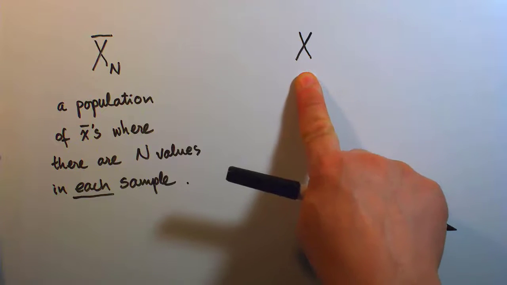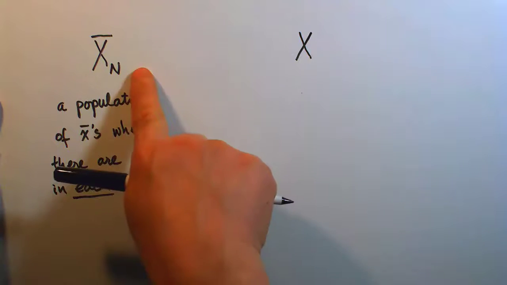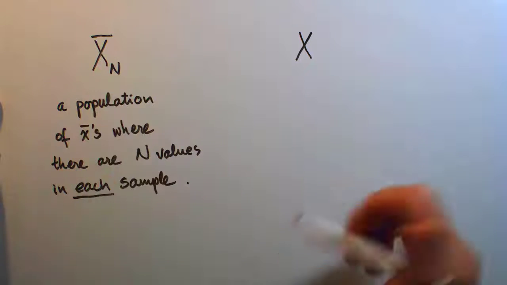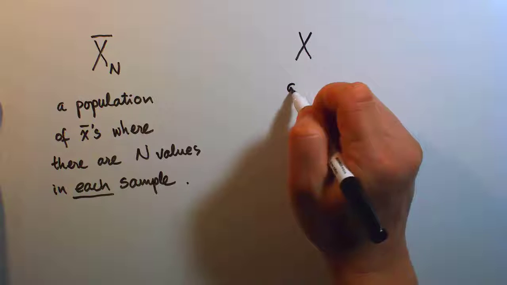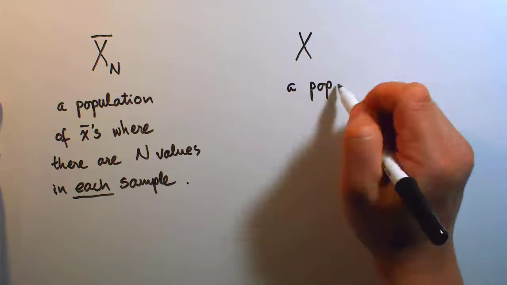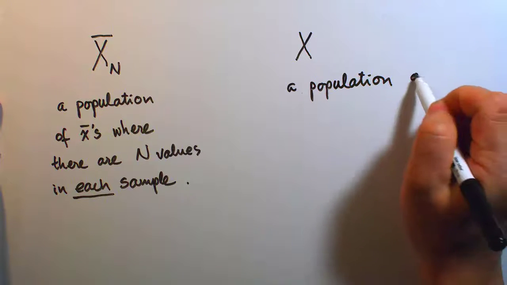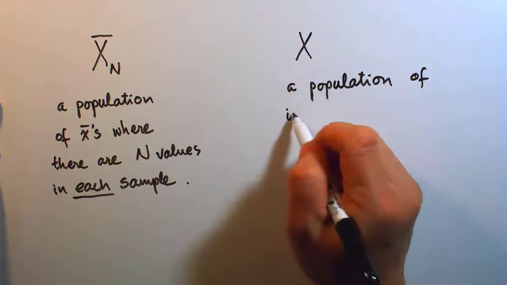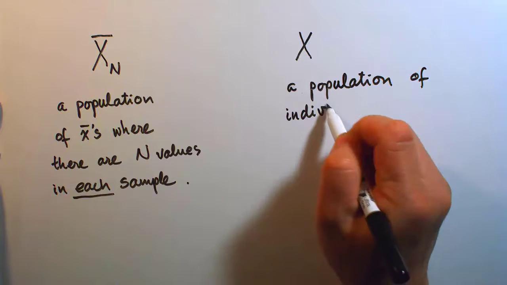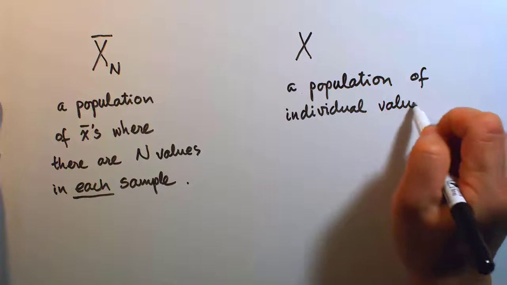This other random variable we have been using any time before this point of introducing X bar sub n, just the plain capital X letter, is simply a population of, here I have to use the term, individual values.